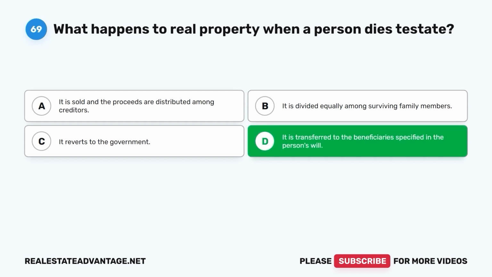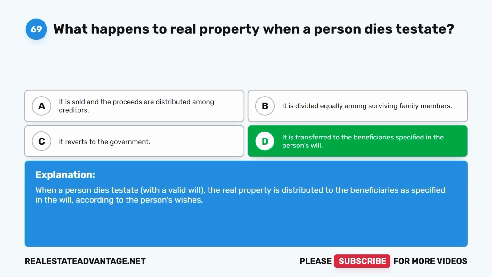The correct answer is D. It is transferred to the beneficiaries specified in the person's will. When a person dies testate with a valid will, the real property is distributed to the beneficiaries as specified in the will according to the person's wishes.